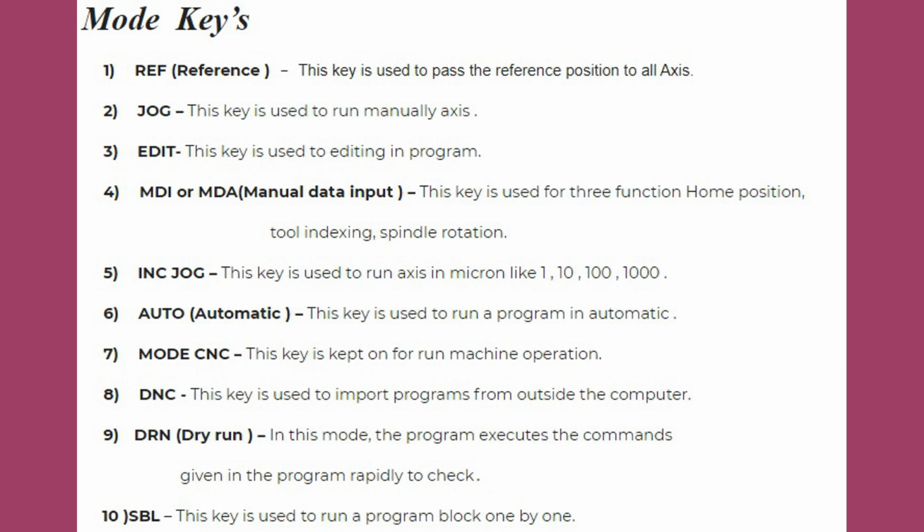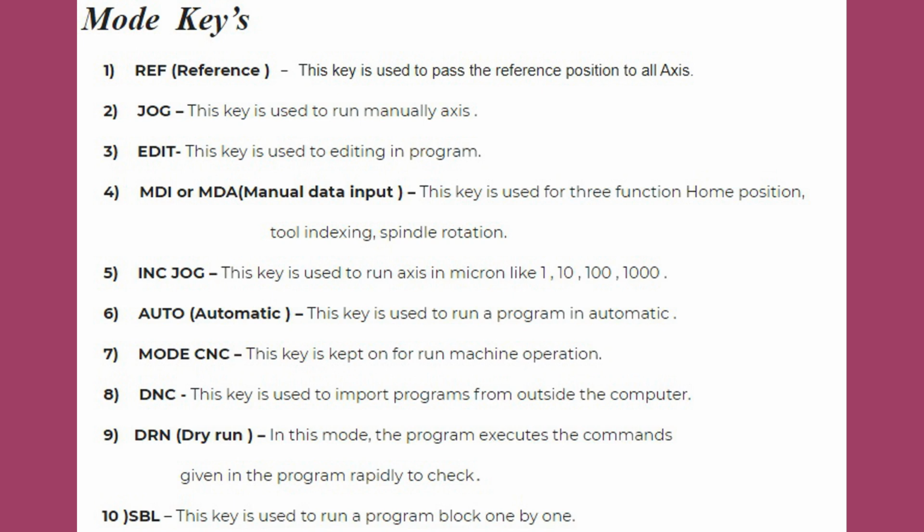Number 14. SPDL spindle on key. This key is used to turn on the spindle. Number 15. SPDL off key. This key is used to turn off the spindle. Number 16. SPDL decrease/increase key. This key is used to decrease or increase the spindle speed.